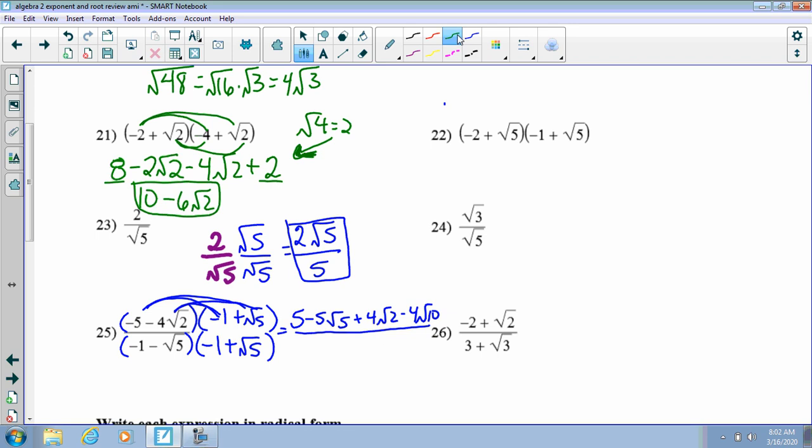Okay, we'll go ahead and do our denominator. Negative 1 times negative 1 is a positive 1. Negative 1 and root 5 is negative root 5. Negative root 5 and negative 1 is positive root 5. And negative root 5 and positive root 5 together is negative square root of 25, which is just 5. So these go away in the middle. And 1 minus 5, your denominator is going to be negative 4. I just don't have space to rewrite it. So there's your numerator. Your denominator is negative 4.